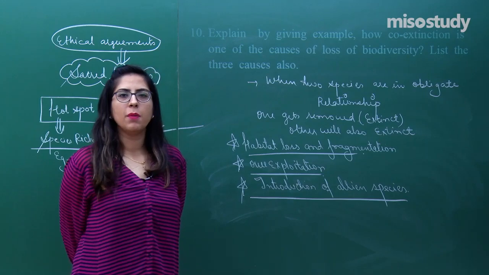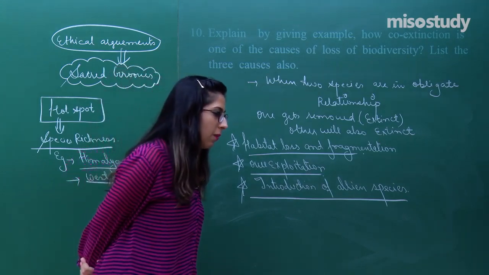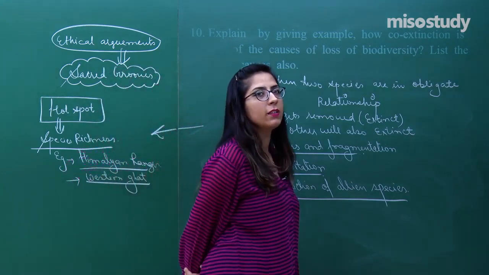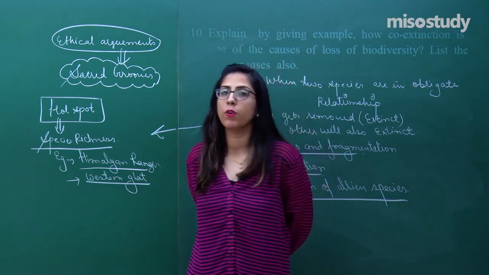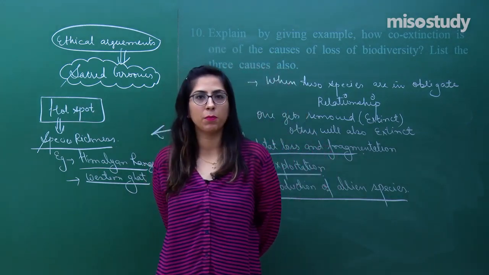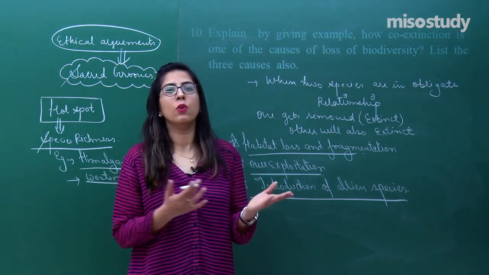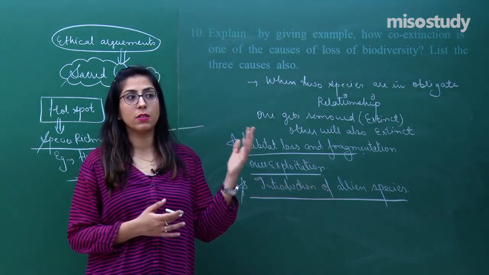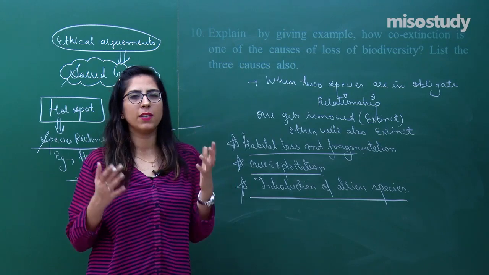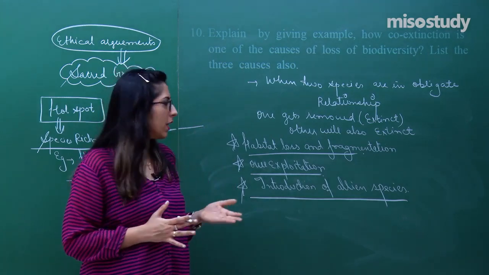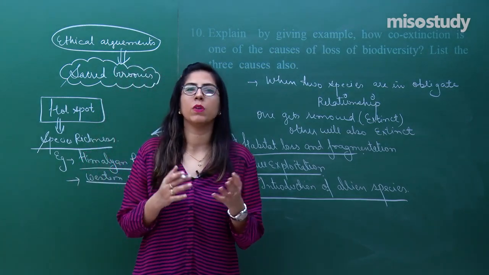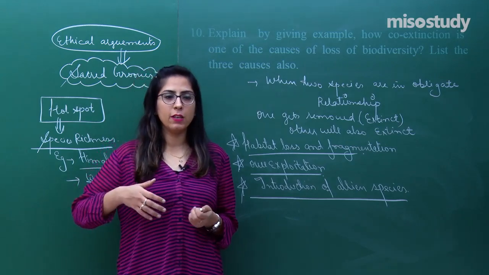In habitat loss and fragmentation, habitat loss means we are cutting trees for our own use. We want timber, we want so many products from the plants. But actually what we are doing is losing the habitat of these individuals, these plants, and we are affecting the biodiversity.